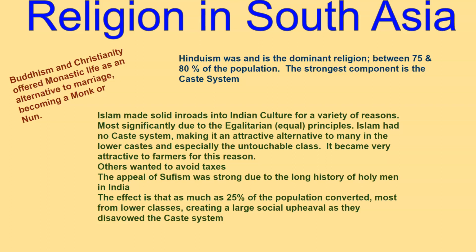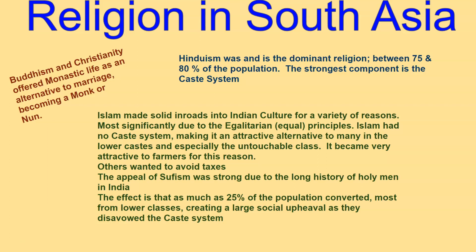Between 75 and 80% of the population of South Asia is Hindu during the time frames that we're studying right now, 1200 to 1450. And the strongest component of Hinduism, especially during that time, is the caste system.